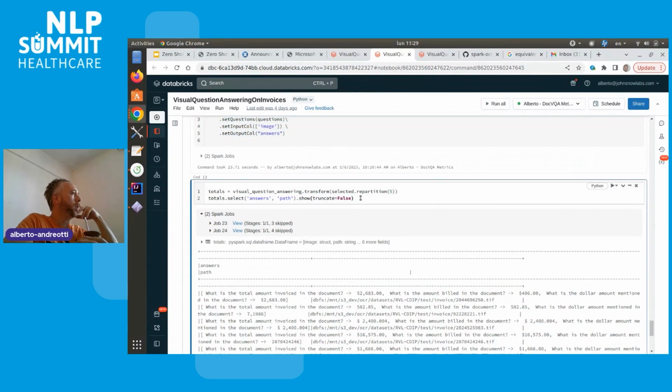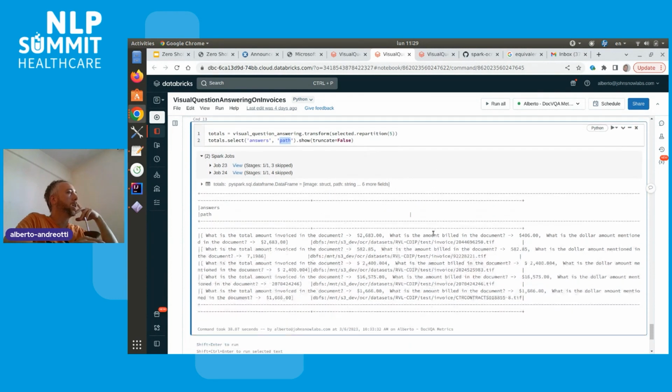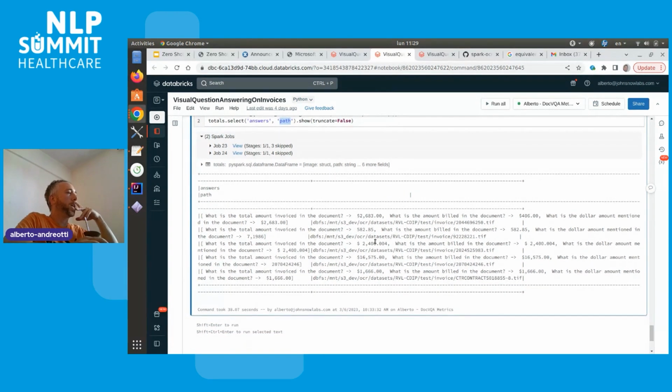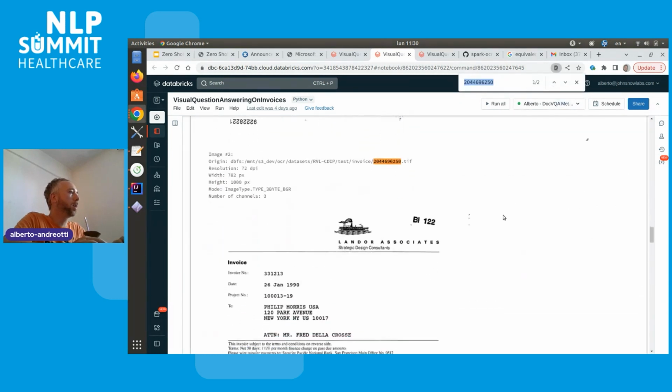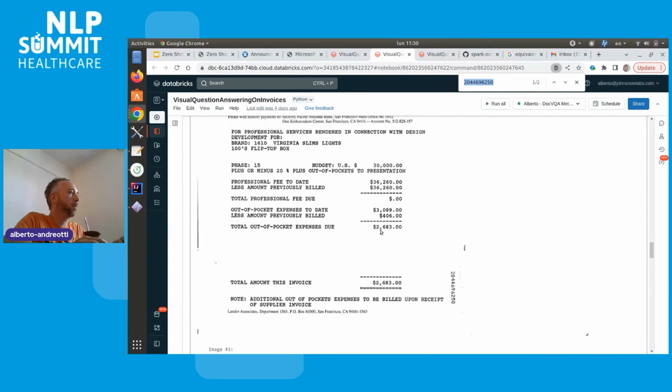Yeah, we applied this here on the selected invoices, on this data frame, and then we ran some simple SQL just to show the answers and the path of the document. Okay, so we can check for the correctness of some of these. If you see here that you have 2,683, we can go back to that document. We can check the number, right? And you can see that the number matches.